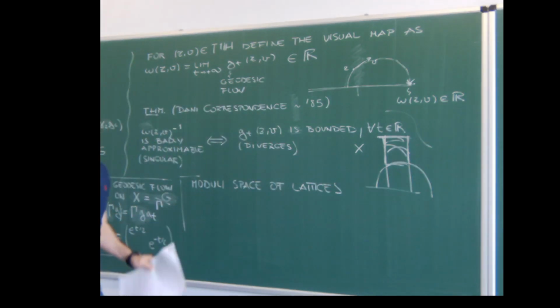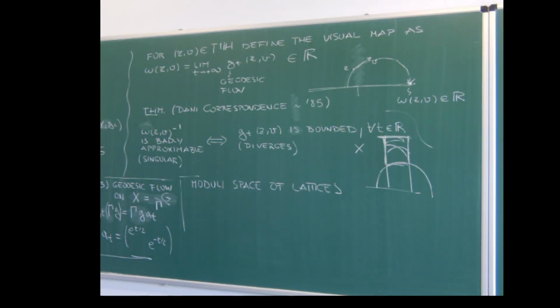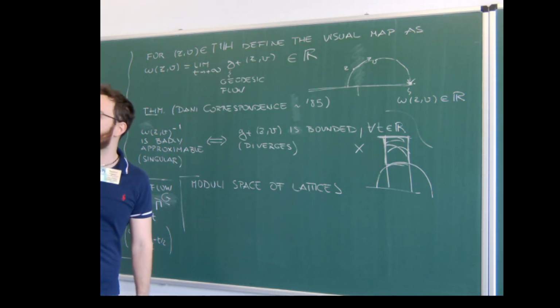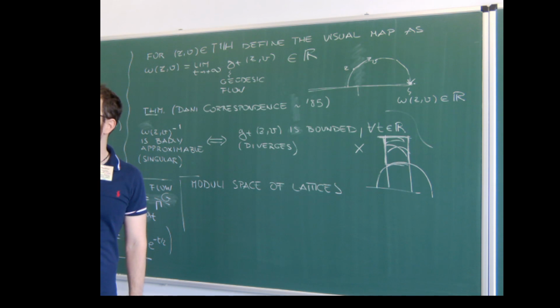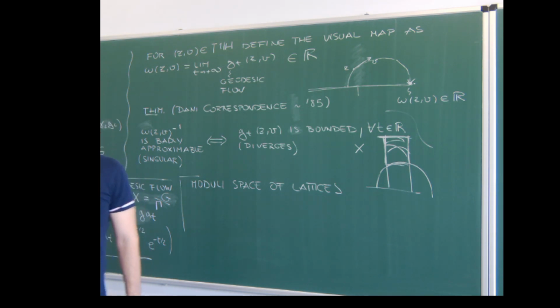I'm sorry, what if the geodesic is a vertical line? Yeah, so if the geodesic is the vertical line, the point is 0. And clearly 0 is not badly approximable, and you have that the line diverges. It just goes to infinity, right? That's clear. And it's also singular. 0 is singular, being a rational point.